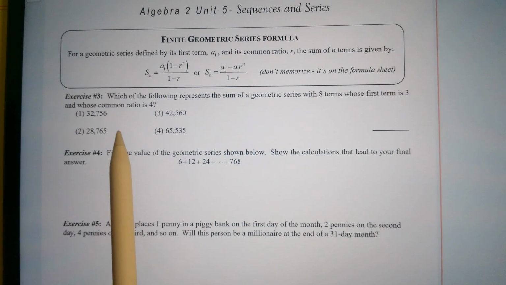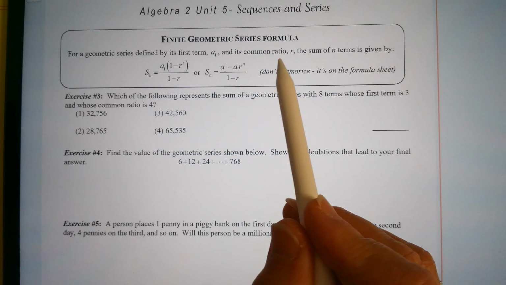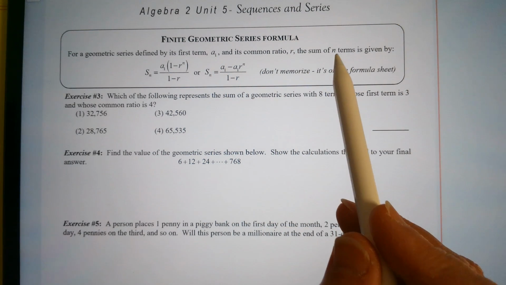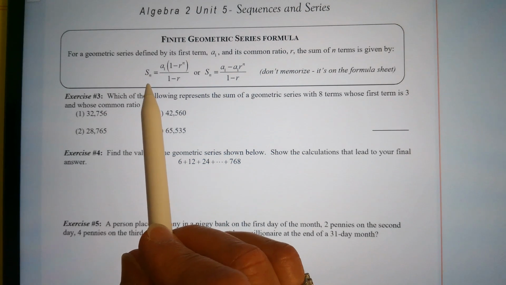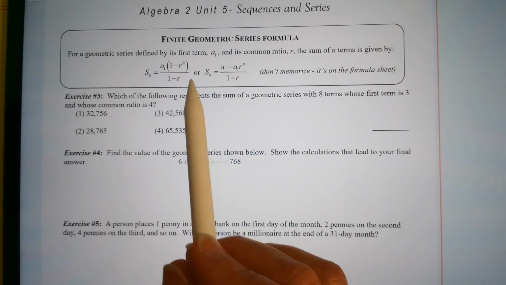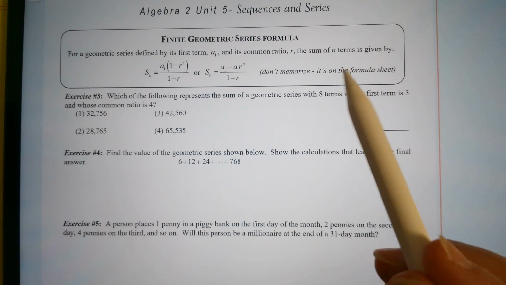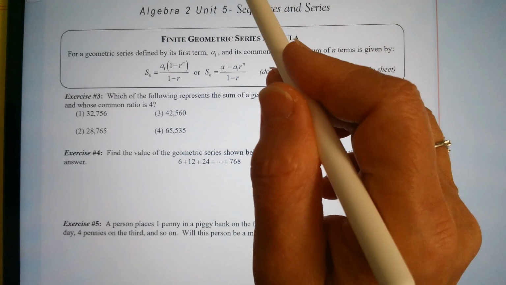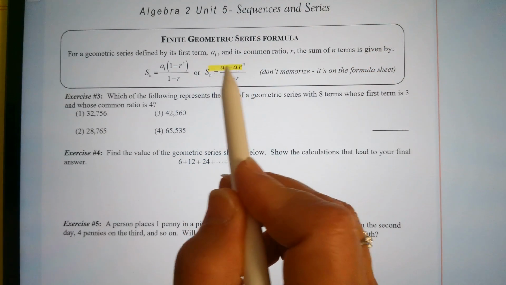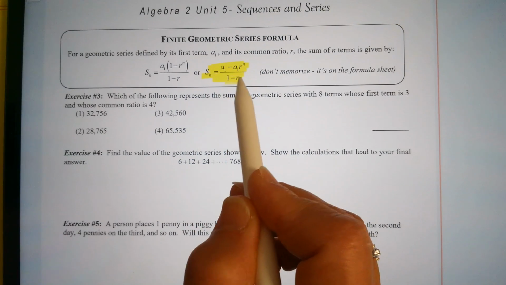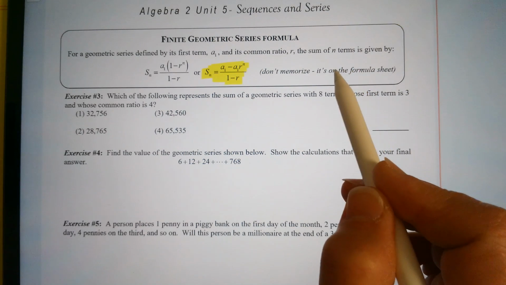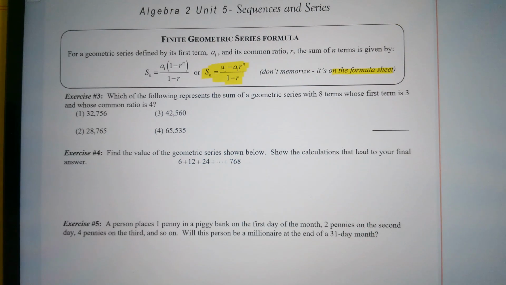So for a geometric series defined by its first term a sub 1 and its common ratio r, the sum of the n terms is given by s sub n equals, and there's two equivalent versions. You don't memorize. This version is on the formula sheet, but you do have to be able to apply it.